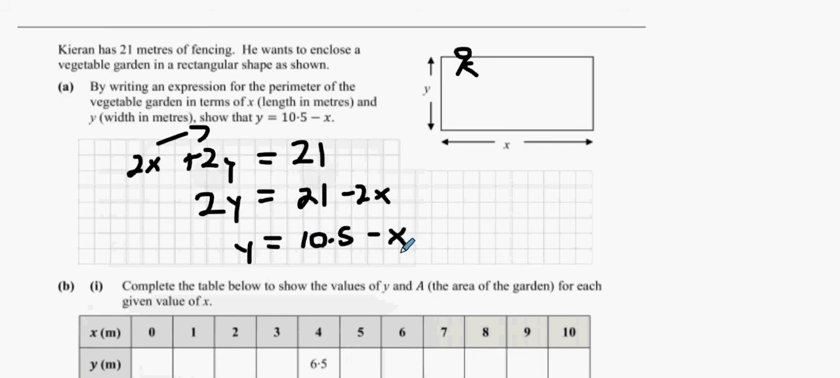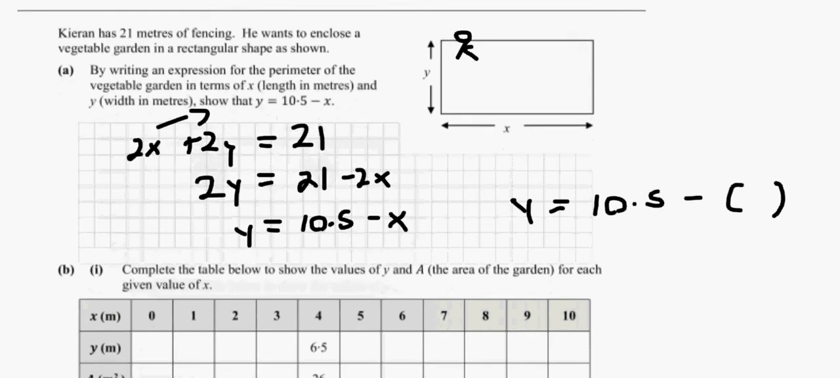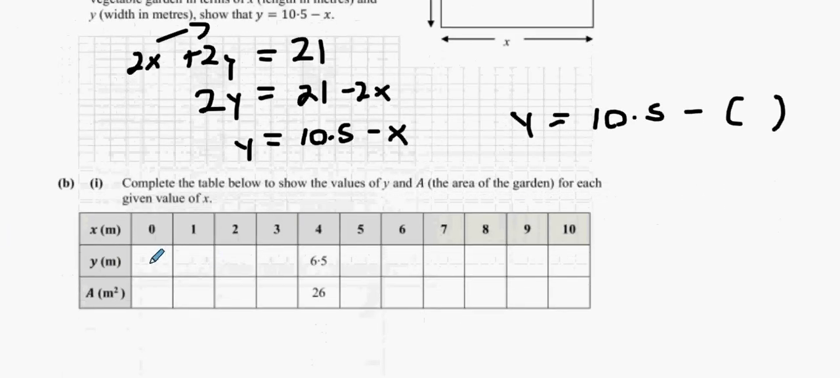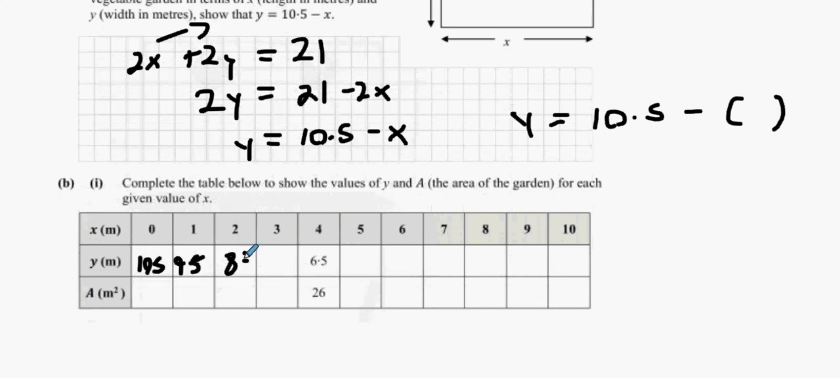Cool with that? Then what we did was we put in a number of x values. So we did 10.5, take away whatever the x value is. So we got 10.5, 9.5, 8.5, 7.5, 5.5, 4.5, 3.5, 2.5, 1.5, and 0.5.